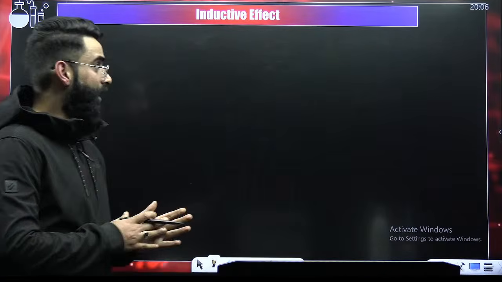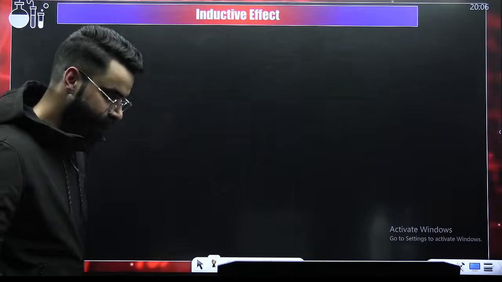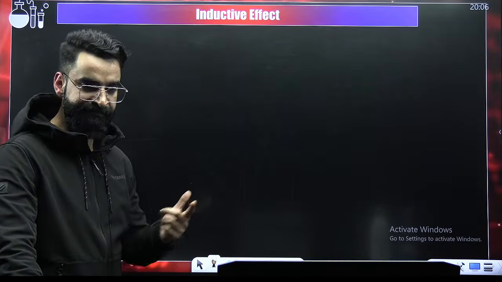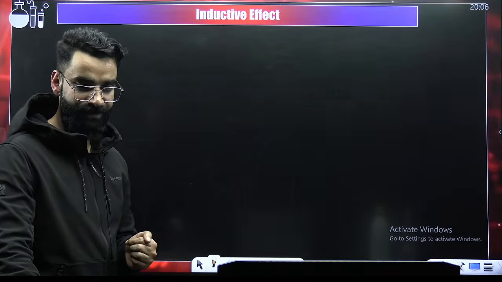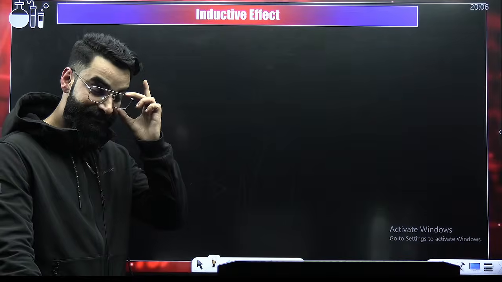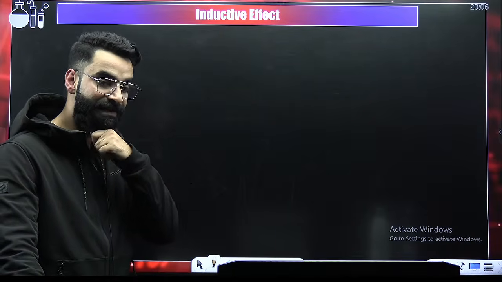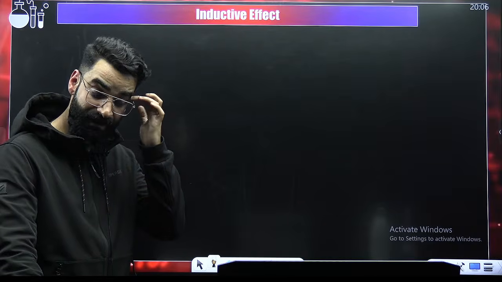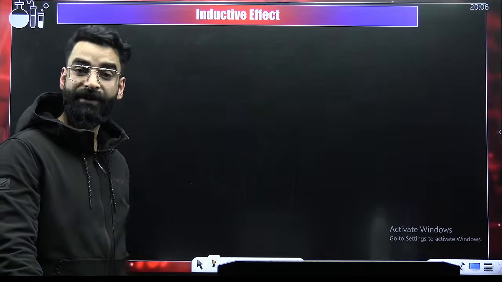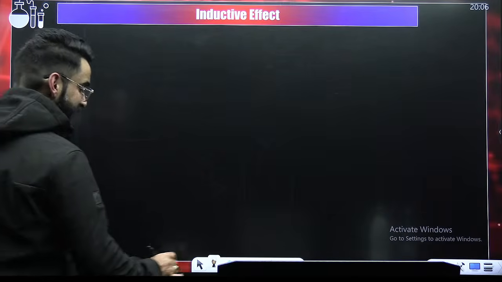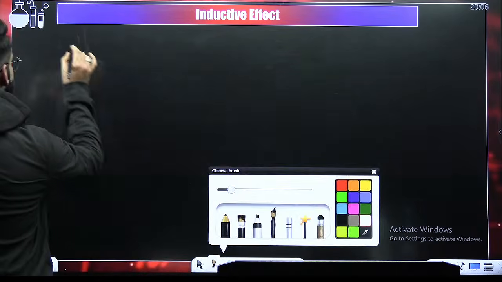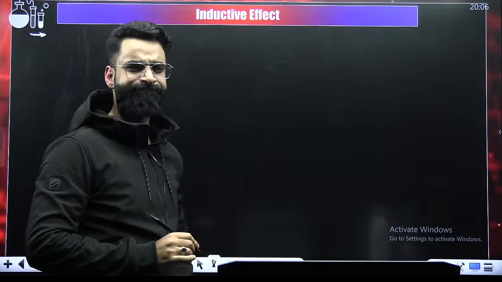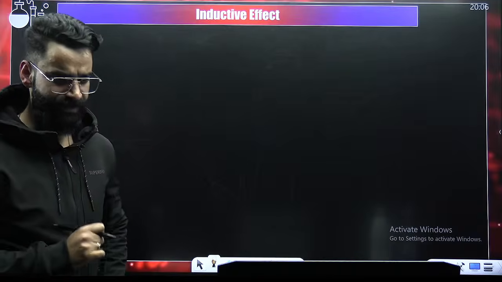Okay, let's move on and talk about one important concept of this chapter. That's your inductive effect. What this inductive effect is all about, what kind of questions can be framed from inductive effect, let's talk about that one by one. So first of all, let me try to write a statement here. What is the inductive effect?